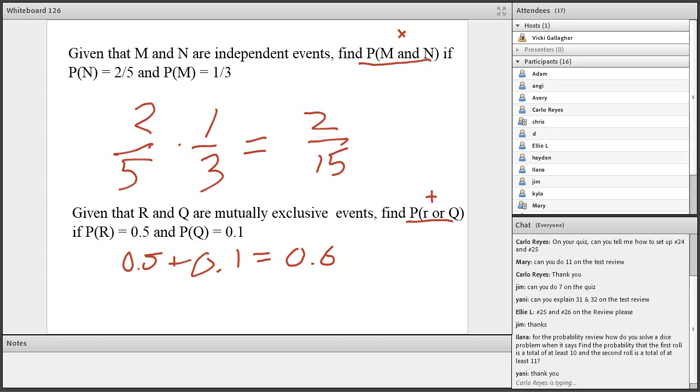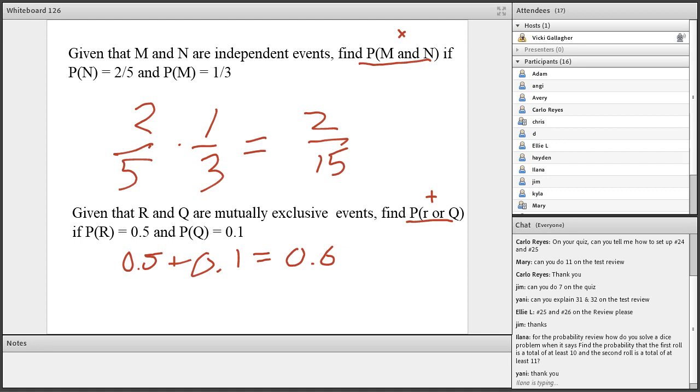You're welcome. I'm trying to figure out what you mean, because I don't know that I have that dice review that you're talking about. Find the probability that the first roll is a total of at least 10 and the second roll is a total of at least 11. Are you rolling 2 dice? Because I don't feel like I have the paper that has that problem on it. And so I just want to make sure that I fully understand your question.